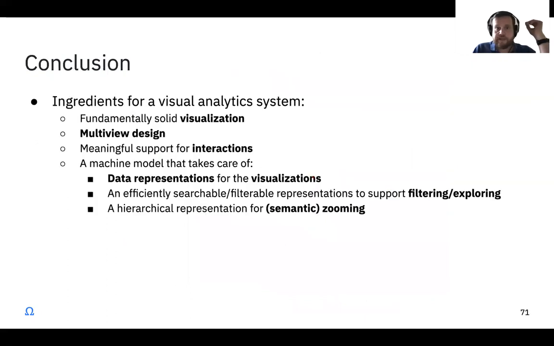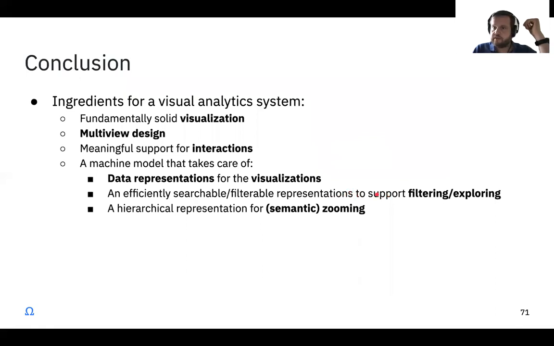To conclude the lecture, the ingredients for a visual analytics system are fundamentally solid visualization, multi-view design most of the time, meaningful support for interactions, and a machine model that takes care of data representations for the visualizations, and an efficiently searchable, filterable representation.